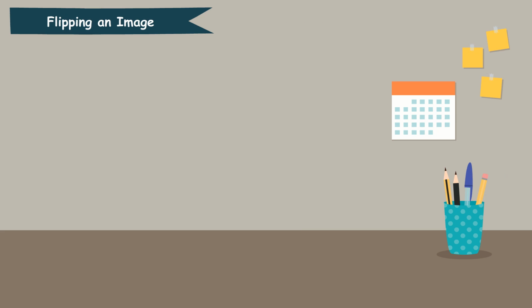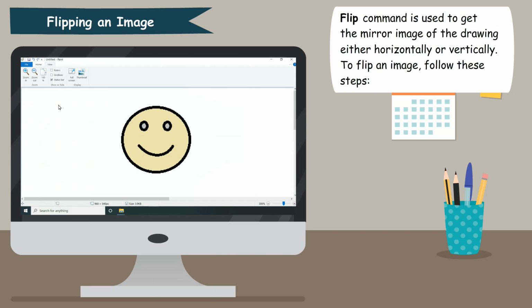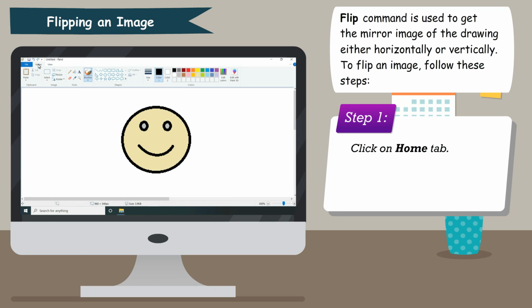Flipping an image. Flip command is used to get the mirror image of the drawing either horizontally or vertically. To flip an image, follow these steps. Step 1. Click on Home tab. Step 2. Click on Select command. Step 3. Select the image by dragging the mouse over it.